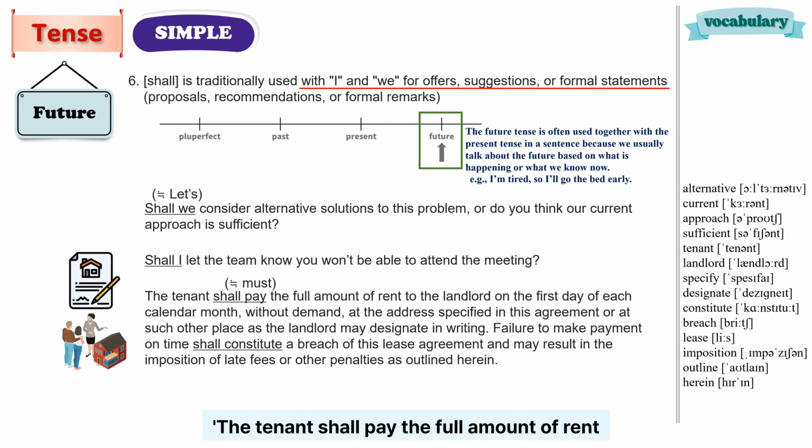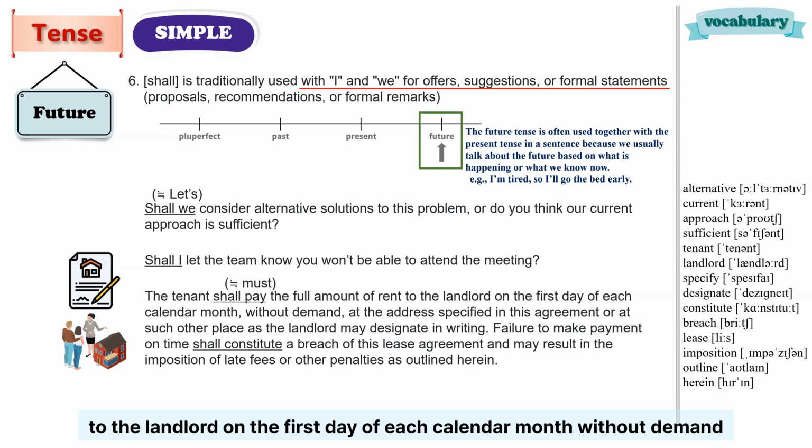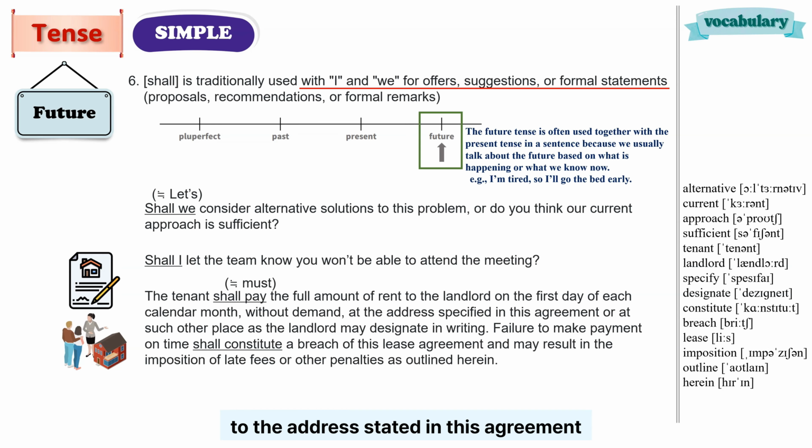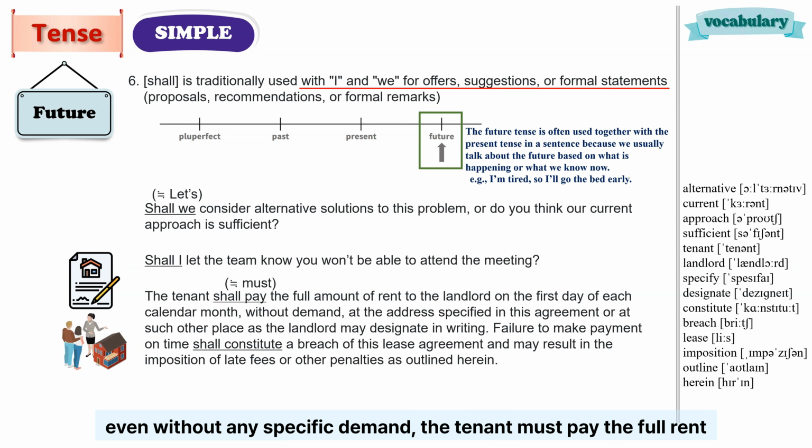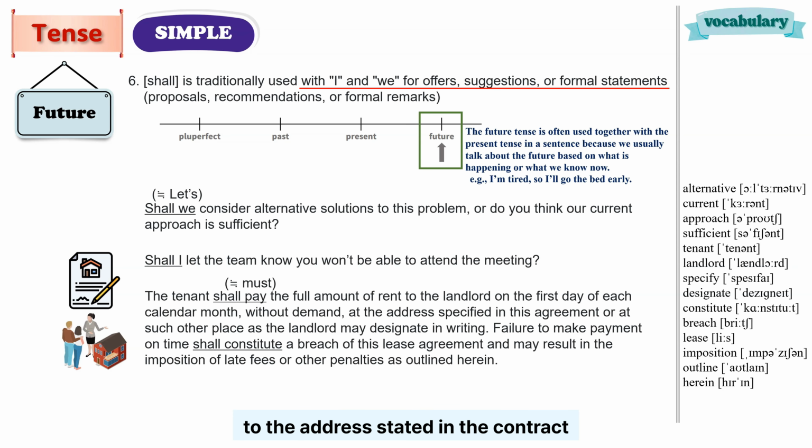The tenant shall pay the full amount of rent to the landlord on the first day of each calendar month without demand, to the address stated in this agreement or to another location designated in writing by the landlord. In summary, even without any specific demand, the tenant must pay the full rent to the address stated in the contract, or to another place designated in writing by the landlord.